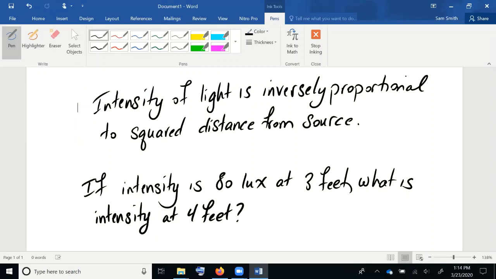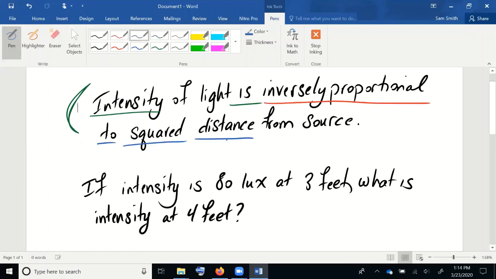And so the question is, if the intensity of a light is 80 lux at a distance of 3 feet, what happens to the intensity if you move 1 foot further back and you're now observing the light from a distance of 4 feet? So to begin this problem, I would like to start by setting up an equation that captures this statement right here. Intensity is inversely proportional to squared distance.